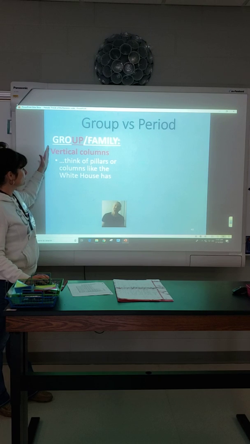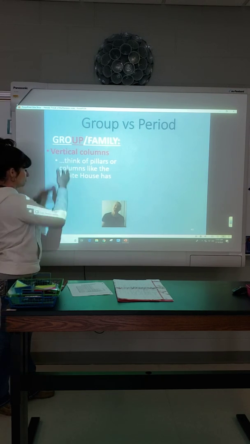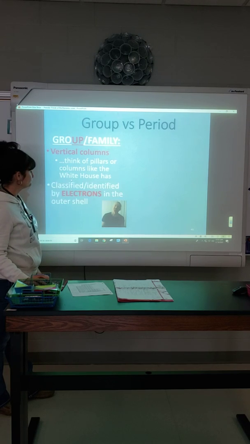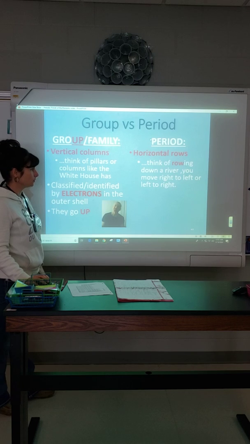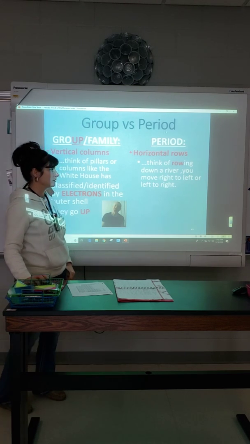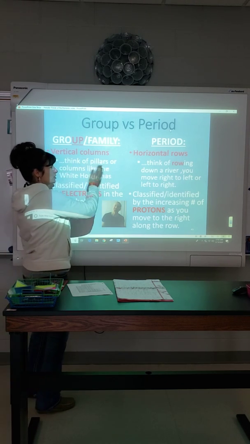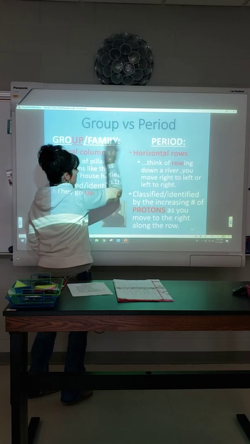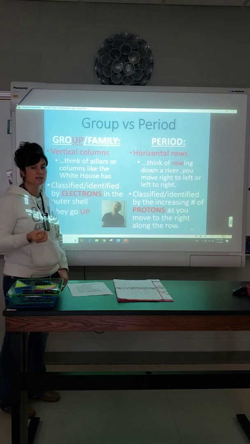So groups are the vertical columns, and if you think of the pillars or columns in the White House, they're up and down, they're vertical, and they're classified by the number of electrons in the outer shell. Periods are horizontal rows. Think of rowing your boat down a river. It moves left to right or right to left. It's classified by number of protons, so increasing number, 1, 2, 3, 4, 5, and you keep moving left to right, just like you would read a sentence on a page.